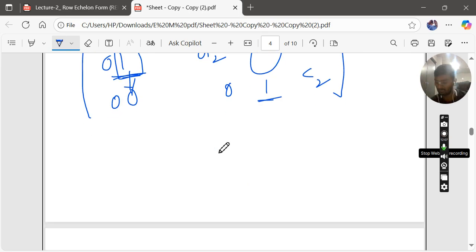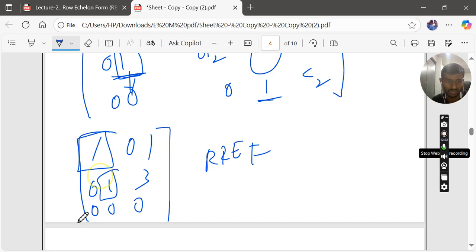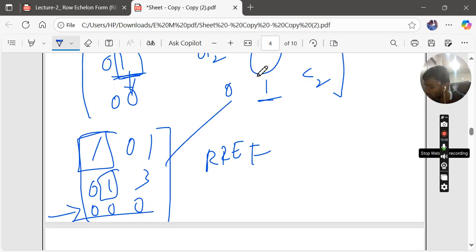Now let's say we are having one more matrix: 1 0 1 and 0 1 3 0 0 0. Now you can say it is row reduced echelon form. Why? Because it is starting with 1 and here 1, and forget about this row, it is in the bottom. Okay, now one more matrix.